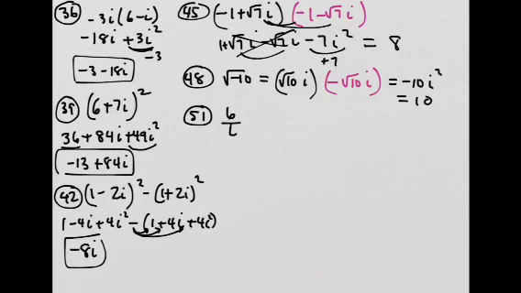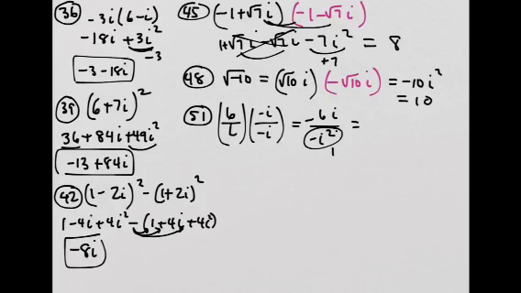On 51, we're dividing, so we have to multiply by the conjugate. So this gets multiplied by negative i over negative i. So you get negative 6i over negative i squared. Well, i squared is negative 1. There's a negative in front of it already, so this becomes 1. So then you get negative 6i over 1, negative 6i.